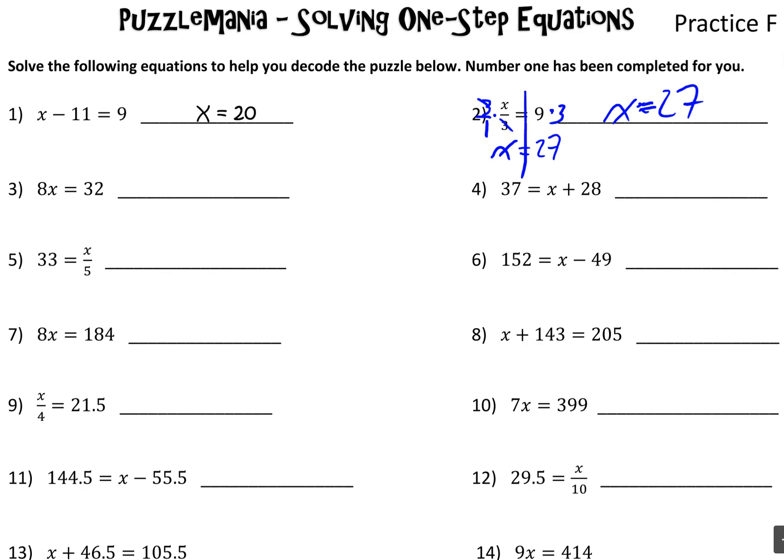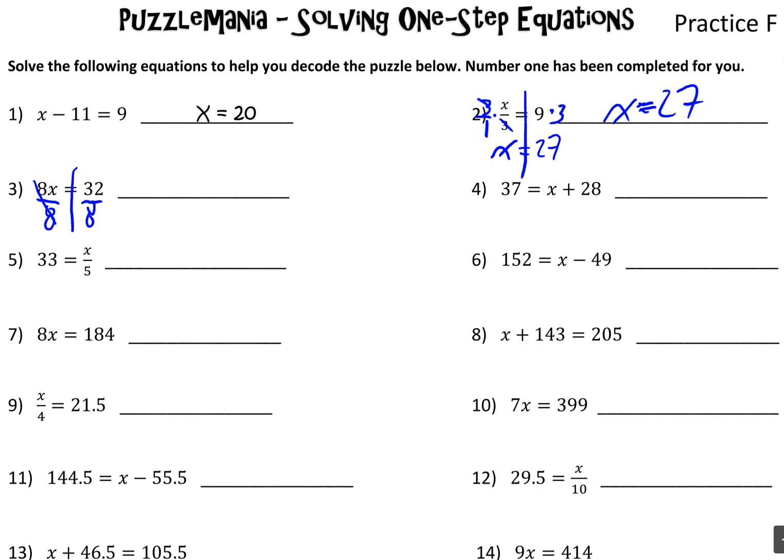Number 3, I have 8 times x. And so that's, 8x is the same as 8 times x. So that's a multiplication. My inverse of multiplication is division. I'm going to have to divide. Instead of multiplying by 8, I got to divide both sides by 8.